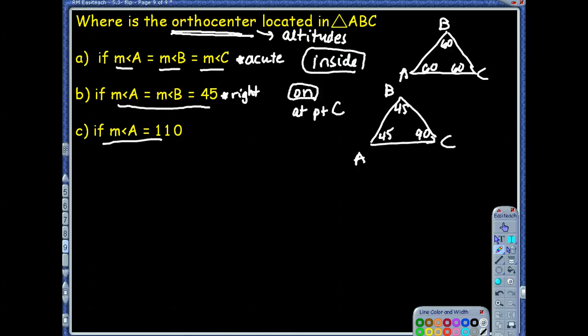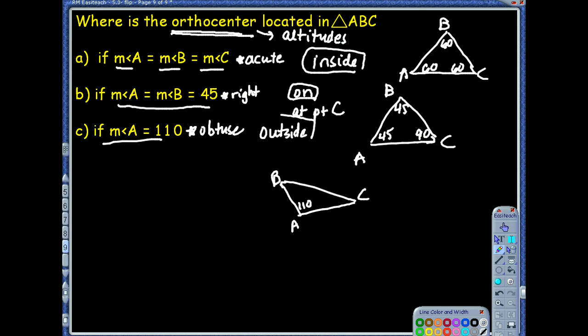All right, what if angle A is 110 degrees? So I'm going to make a picture. Angle A, if it's 110, that's definitely an obtuse triangle. You don't need a visual for that. And obtuse triangles are located outside. And guys, that's about as much as we can really ask you about orthocenters, just because there's not really a special relationship among them.